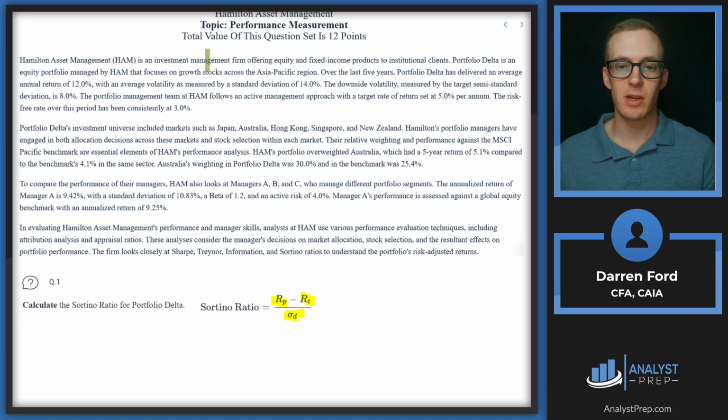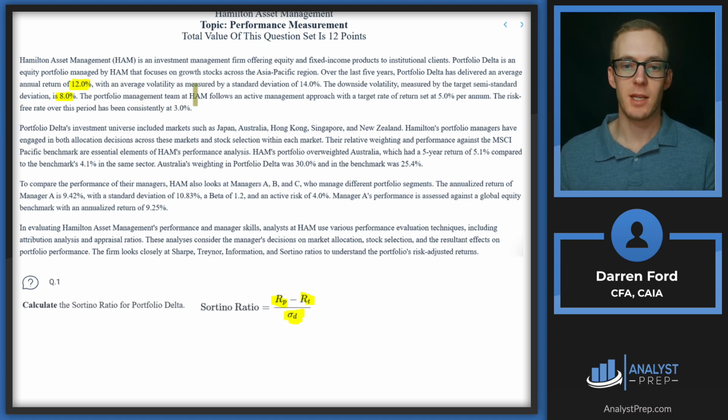Hamilton Asset Management is an investment management firm offering equity and fixed income products to institutional clients. Portfolio Delta is an equity portfolio managed by HAM that focuses on growth stocks across the Asia-Pacific region. Over the last 5 years, Portfolio Delta has delivered an average annual return of 12%. There you go. That's going to be our return of the portfolio with an average volatility as measured by standard deviation of 14%. The downside volatility measured by the target semi-standard deviation is 8%. That'll be our value that goes down here. So we've got two of the three pieces so far.